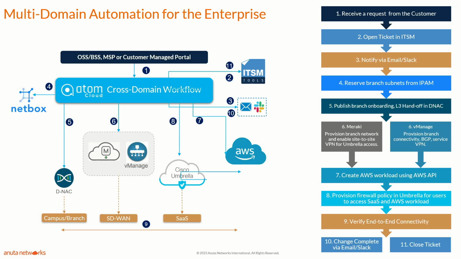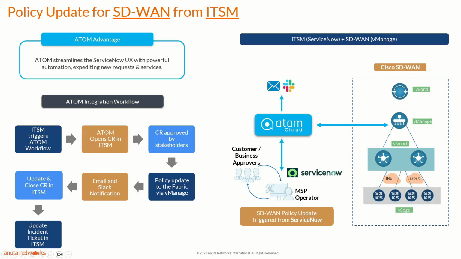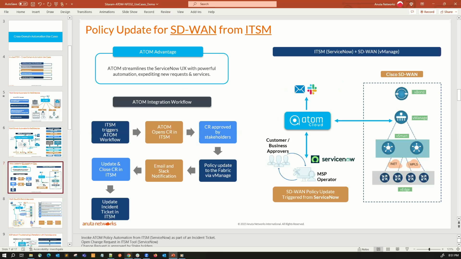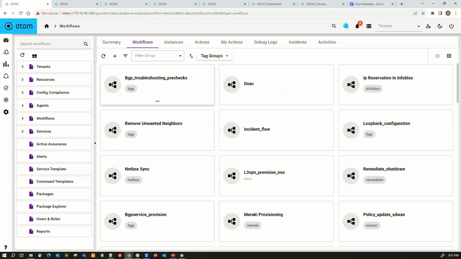Now, what Anuta offers here is a workflow automation that can be invoked from an OSS/BSS portal or by logging into the Atom UI as well. So let's actually get into the Atom UI. Let me bring up the Atom UI, and then we'll look at how we are doing the provisioning there. All right, so this is the Atom UI, and what we have here is the workflow catalog.